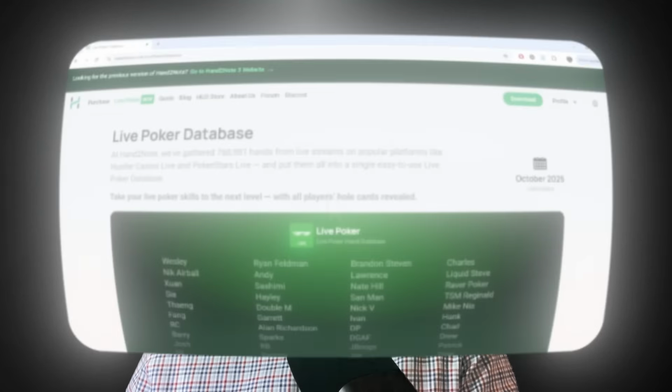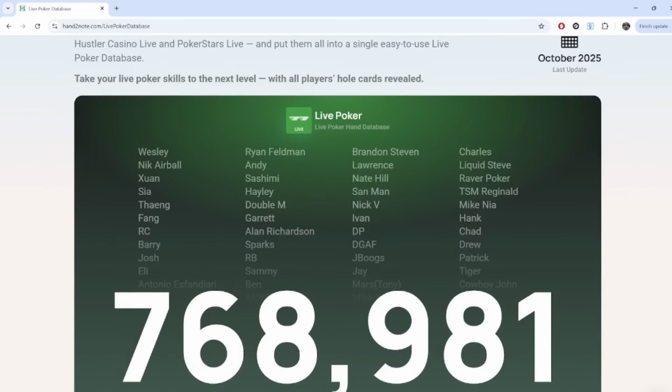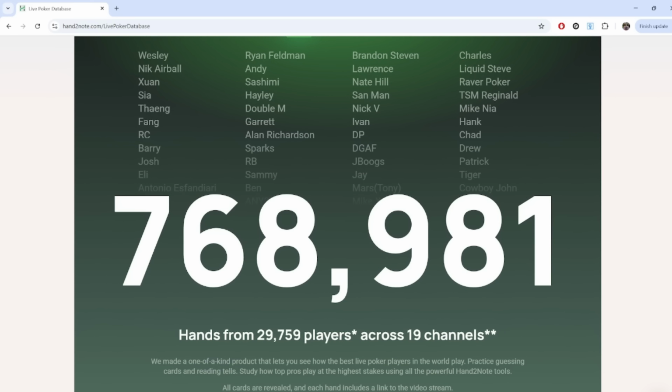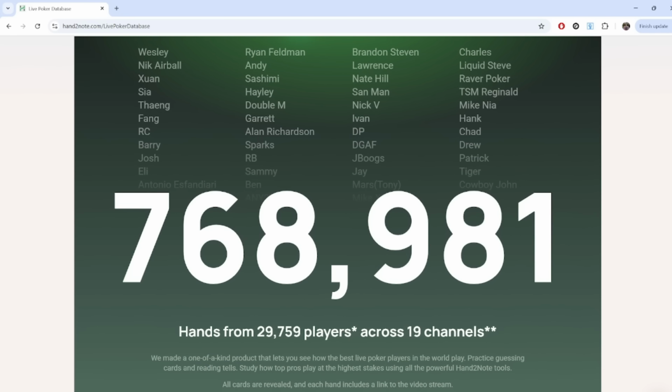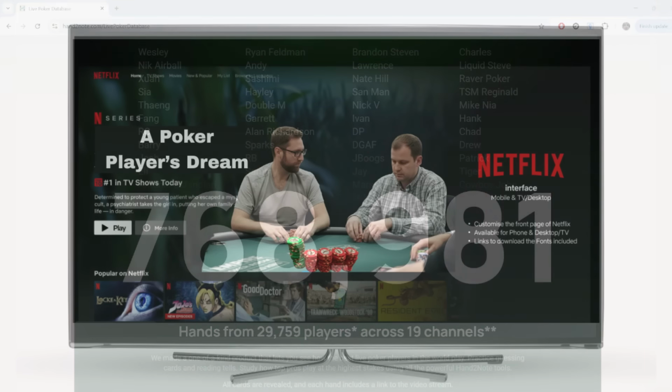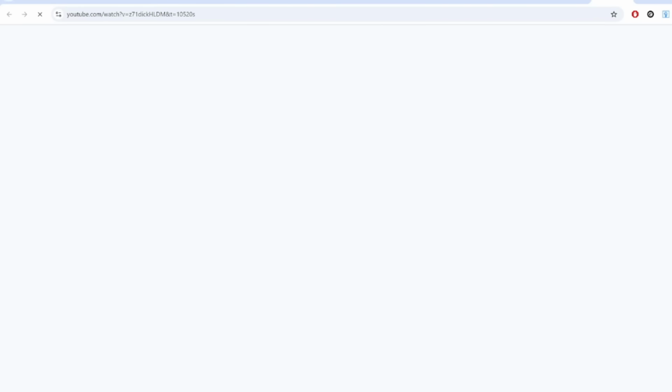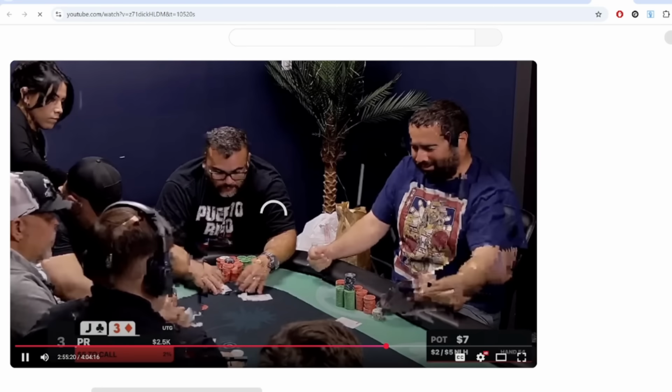And then I came across a software that basically lets you fast forward that experience. It's called Hand to Note. And one of its features is an absolutely massive database of live streamed hands you can replay instantly to study real opponents, kind of like Netflix for poker enthusiasts. And if you want, you can also click the little YouTube play button to watch the actual hand as it was streamed live on YouTube.